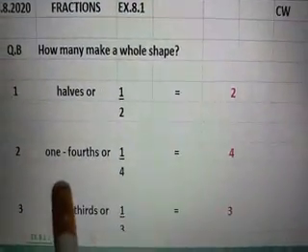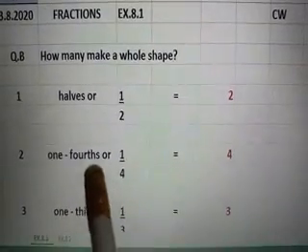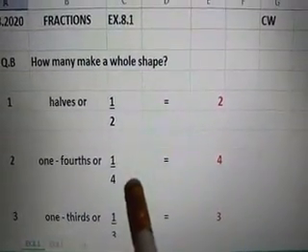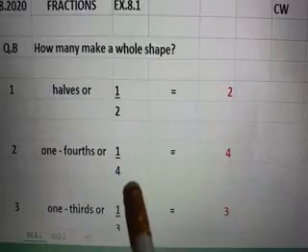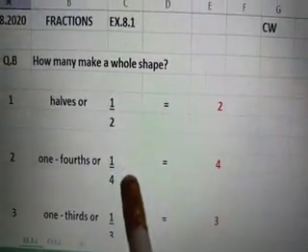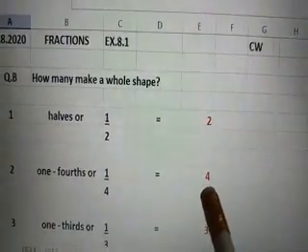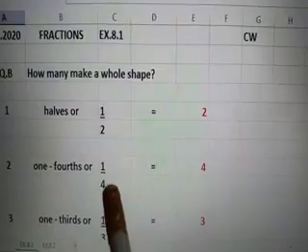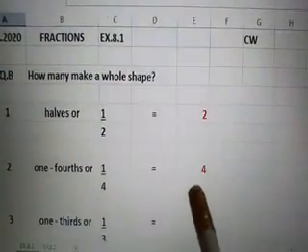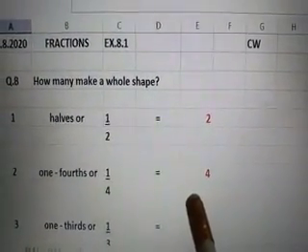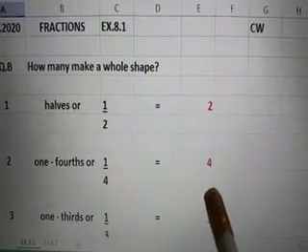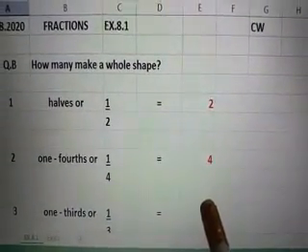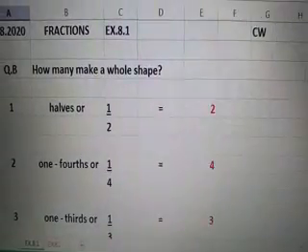So take second part. 1/4. 1/4 means 1 upon 4. A shape has been divided into 4 equal parts and we have taken one part. How can we make a whole shape? When we write 4 in the numerator and 4 in denominator, our shape becomes a whole shape. हमारी shape पूरी one shape बन जाएगी, एक shape हो जाएगी. Similarly, you will do all parts.